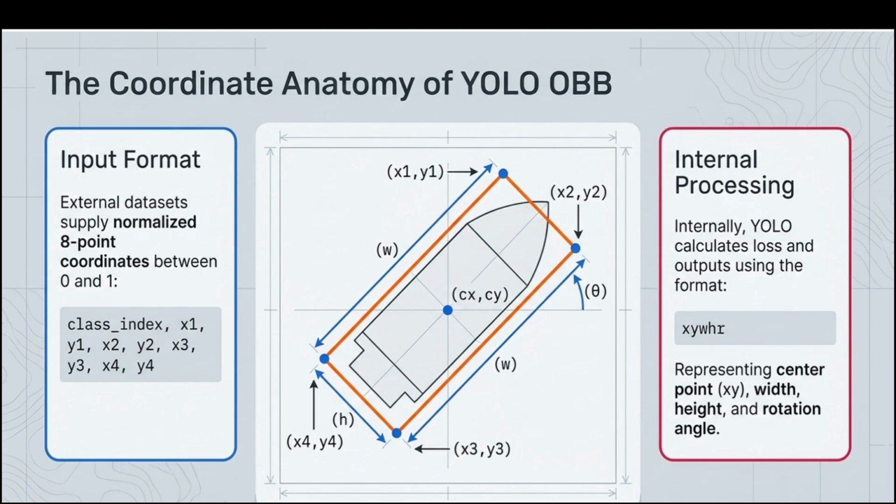Okay, so let's go further. Let's discover practically, then you can get a better idea. For the input format, the external dataset supplies the normalized 8-point coordinates between 0 and 1. So we simply supply this type of coordinate from our drone imagery. After that, in internal processing, we apply YOLO, which calculates loss and outputs using the format, and it represents this type of rotation. Basically, this theta angle helps me rotate easily on the object, focus only on the object, easily capture it, create the square shape and detect the object using the YOLO OBB model.